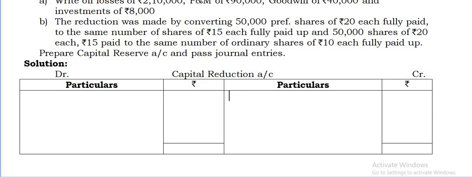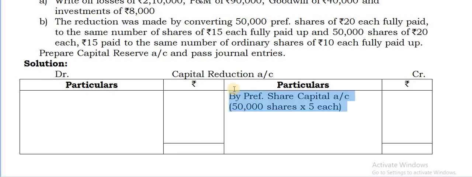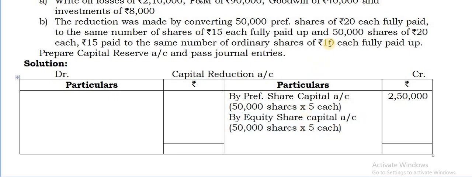Okay, so write on credit side by preference share capital account, how much? 50,000 shares into, what is the difference? 5 rupees each. So that is the amount foregone by them. That gives you 2,50,000. Similarly, ordinary or equity shareholders, by equity share capital account, they are also 50,000 shares into the difference, only 15 and 10, difference 5 rupees. So that gives you 2,50,000.